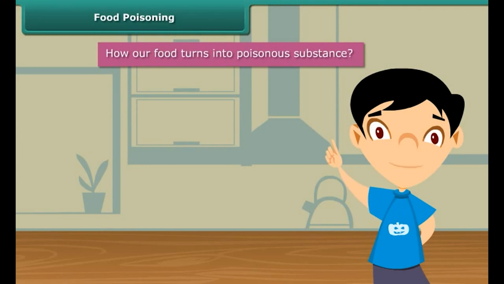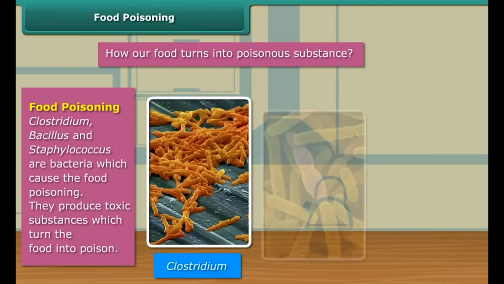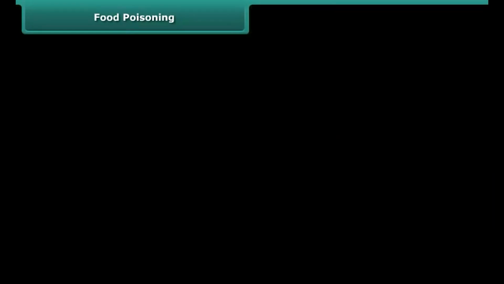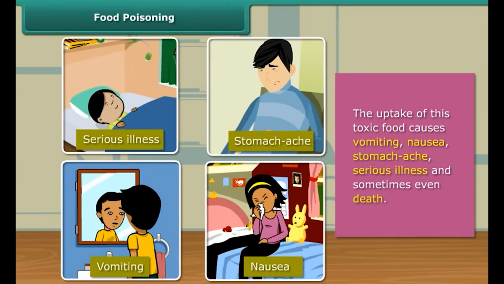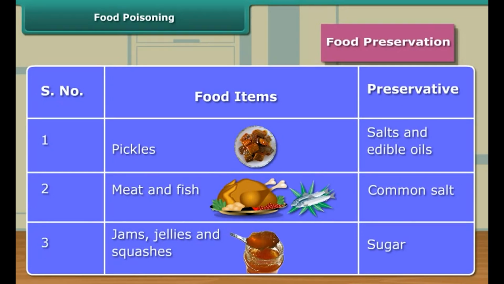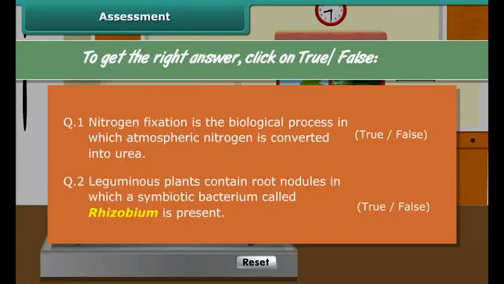Friends, in the summer season, if food is lying in the open for a longer duration, the food turns stale and finally poisonous. The cause of this is again the same, bacteria. There are some bacteria like Clostridium, Bacillus, and Staphylococcus which cause food poisoning. This food causes harm to us. We can preserve our food by some methods as listed below. We use the pasteurization process to preserve milk. To get the right answer, click on true or false.